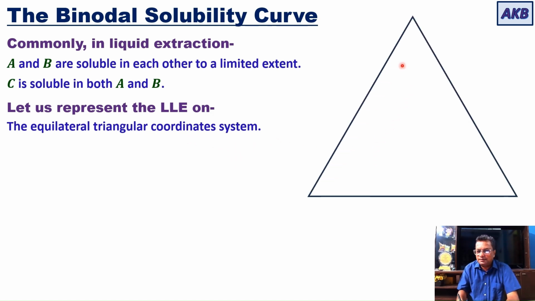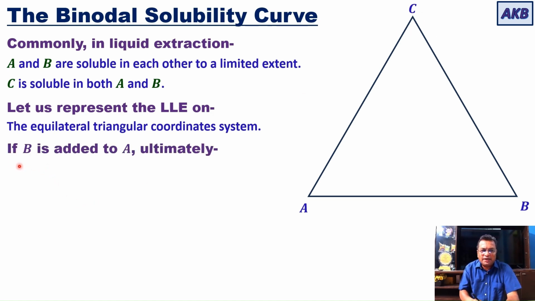So this equilateral triangle will be representing the liquid-liquid equilibria involving three liquids. Pure components will be represented by each apex of the triangle. So this apex is representing pure A, this apex is representing pure B, and this apex is representing pure C.